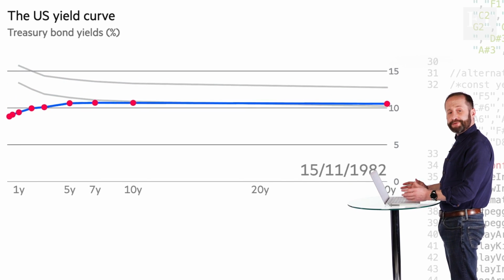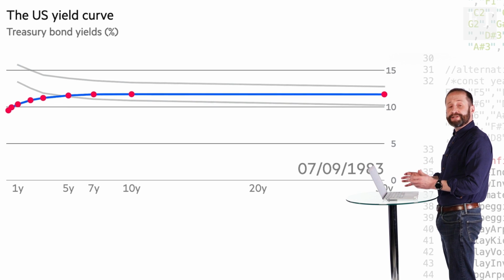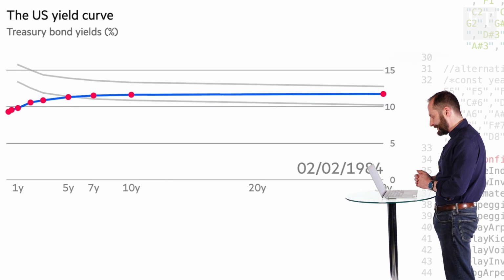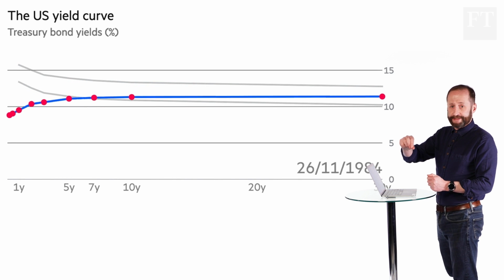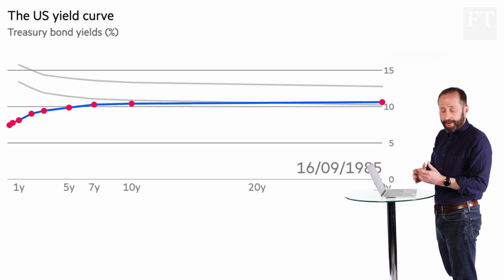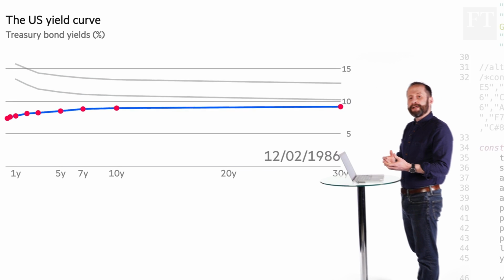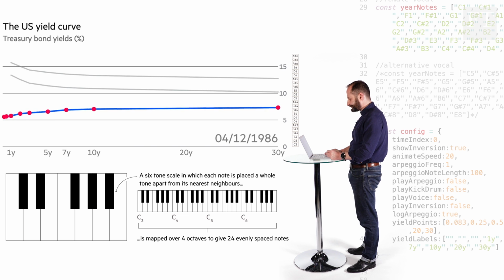So could we actually use the data to produce sound as well as a visual? That's where this process of data sonification comes into play. And what we're going to do with sonification is take the y-axis, so that's from 0 to 15% on our yields of our bonds, and map that into a 4-octave scale of musical pitches.